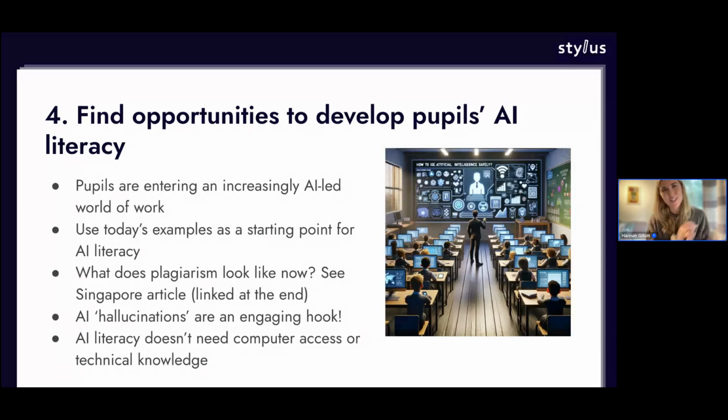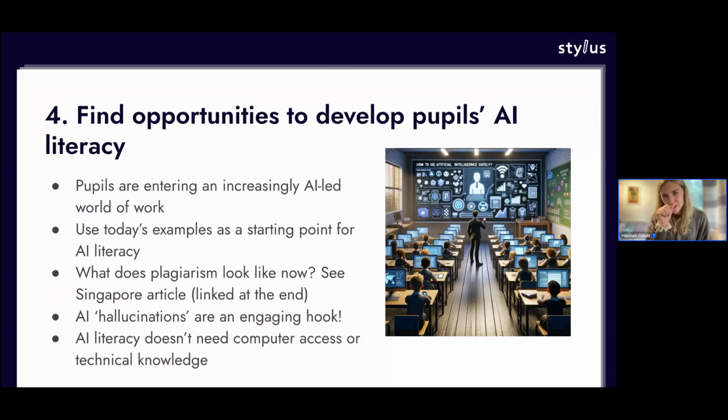AI hallucinations are a really good hook. This is where AI just makes things up. You ask it to create an image or to say what's in an image, and it just completely invents something. And it does do that every now and then. That's a good starting point for why using it to do your homework isn't a great idea.